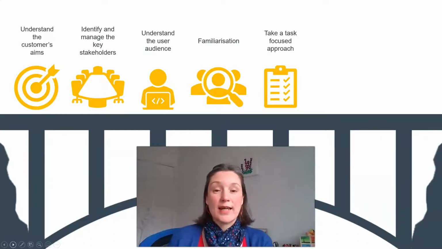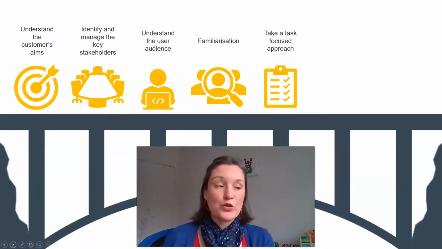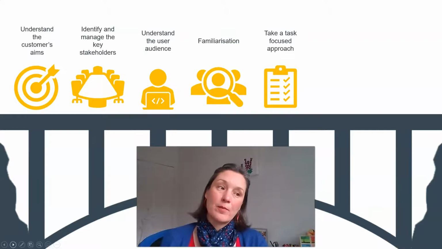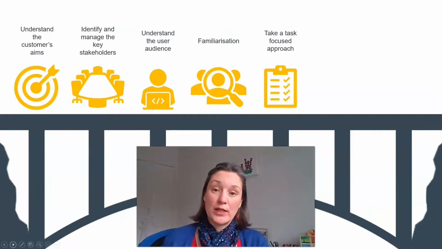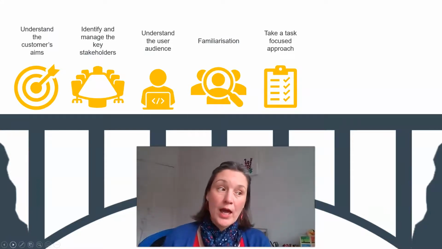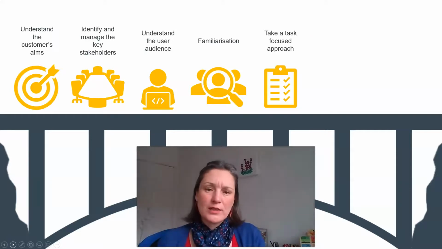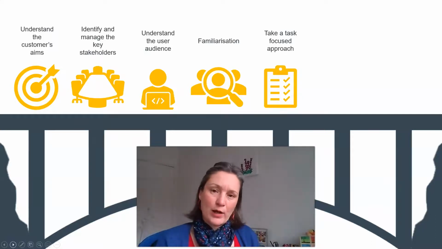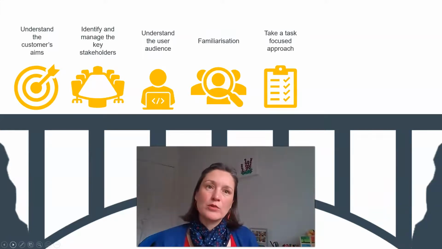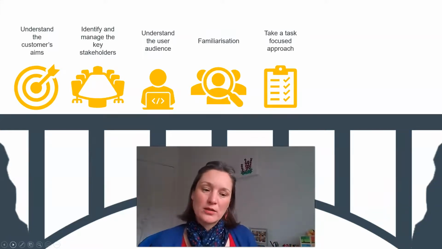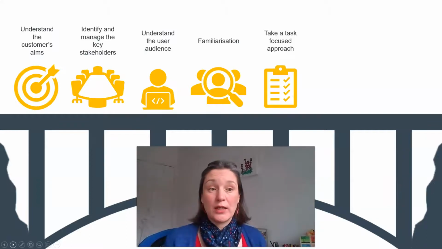Next up, we've got take a task-focused approach. So what I mean by this is thinking about the tasks that people need to be able to do with your software. So this links back to the familiarisation. So you know what they need to do on a daily basis. You know what that looks like for them. So therefore, that helps you prioritise what they need to be able to do with the product. So what I'm talking about is tasks, not system.